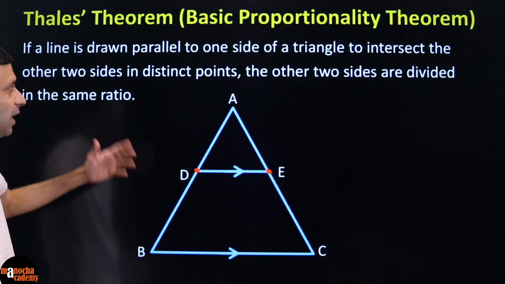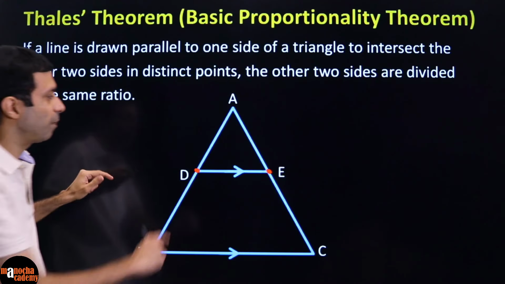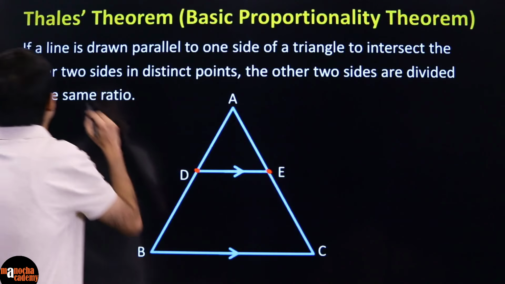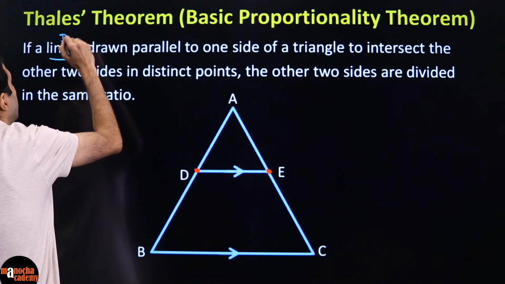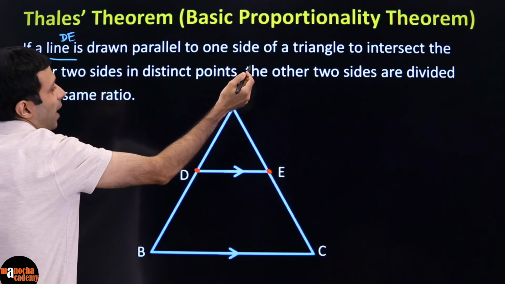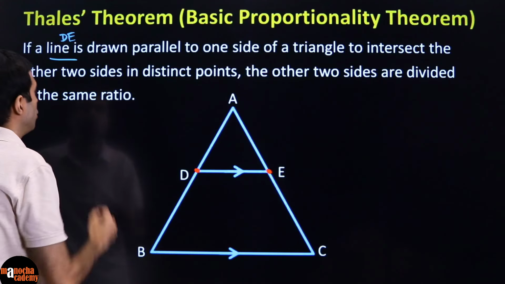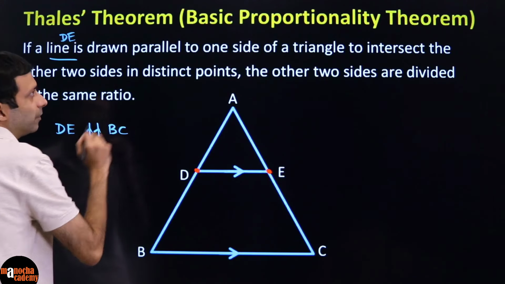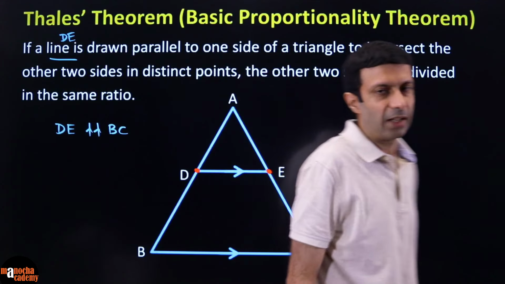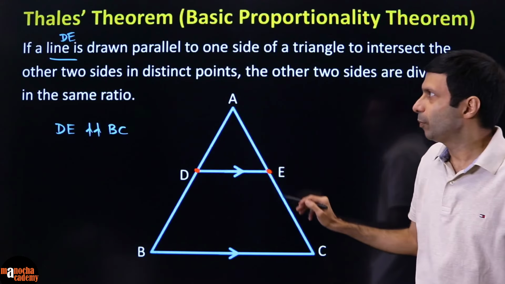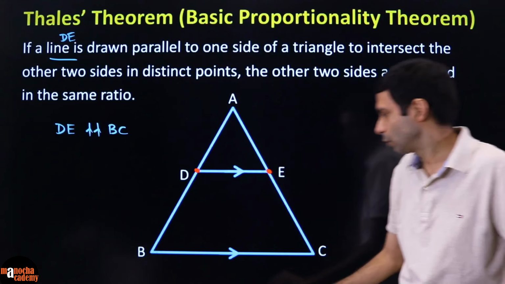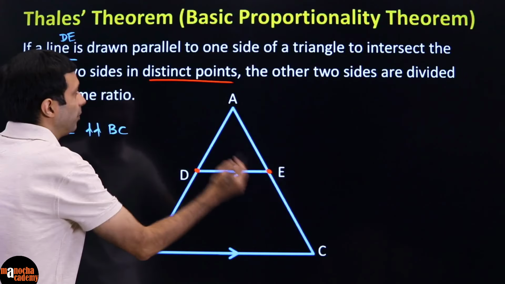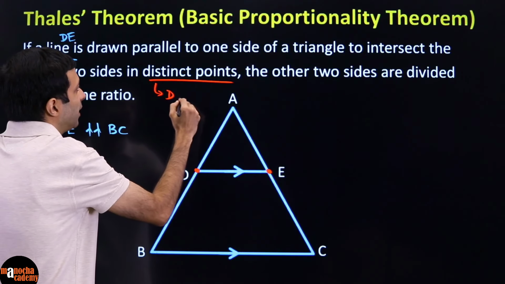So please read the theorem and let's understand it. If a line is drawn parallel, so line basically means here the line DE. For example here the line DE is drawn parallel to one of the sides BC. So clearly you can see DE is parallel to the side BC and it is intersecting the other two sides at distinct points D and E. So can you guys see the distinct points here? D and E.